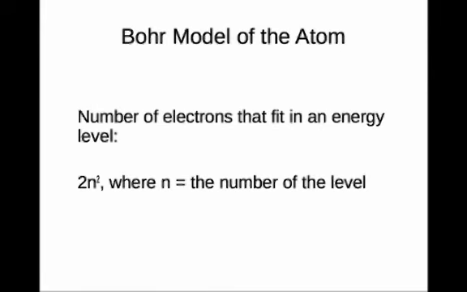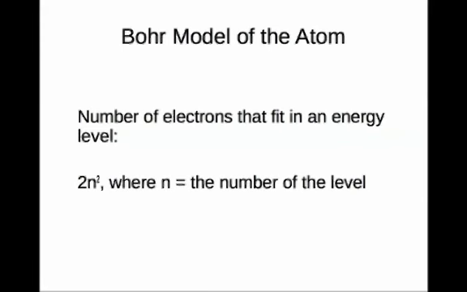Bohr also calculated the number of electrons that can fit in each energy level. The lower levels, closer to the nucleus, are smaller and so can hold fewer electrons. The farther out you go, the more electrons will fit in the available space. So the maximum number of electrons in an energy level is 2n squared, where n is the level number.